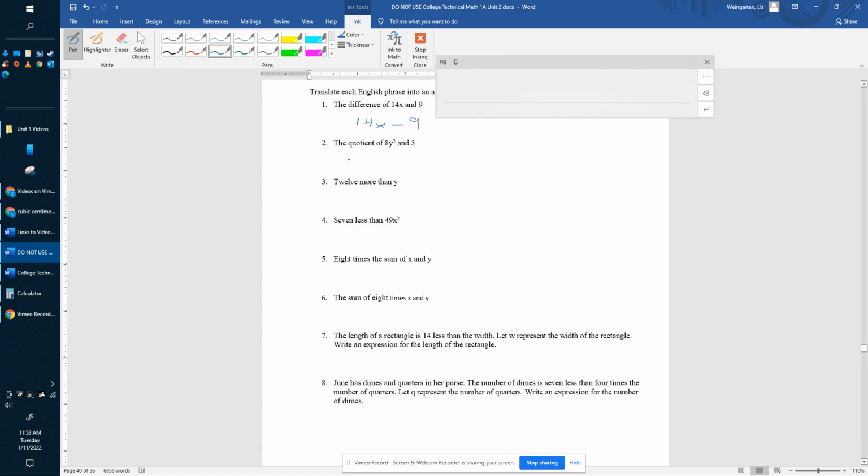The quotient of 8y squared and 3. What's quotient? A quotient is division. So 8y squared divided by 3. Or you could say 8y squared over 3. Either one of those would be correct.